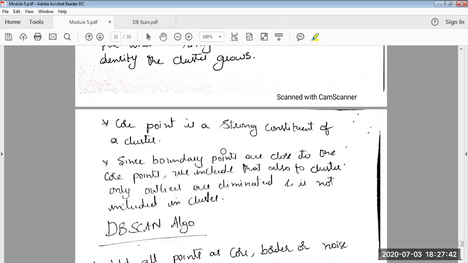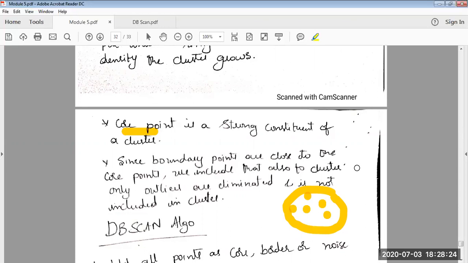Now, our actual topic of discussion is forming or creating clusters. Who will be part of the cluster and who will be pushed outside the cluster? Obviously, core points will be a strong constituent of a cluster. It will be there inside a cluster, no doubt about it. Now, the question here is, should we include the boundary points as part of the cluster? The answer to this question is yes. Boundary points will also be part of the cluster because they are close to the core point. We will not eliminate them.